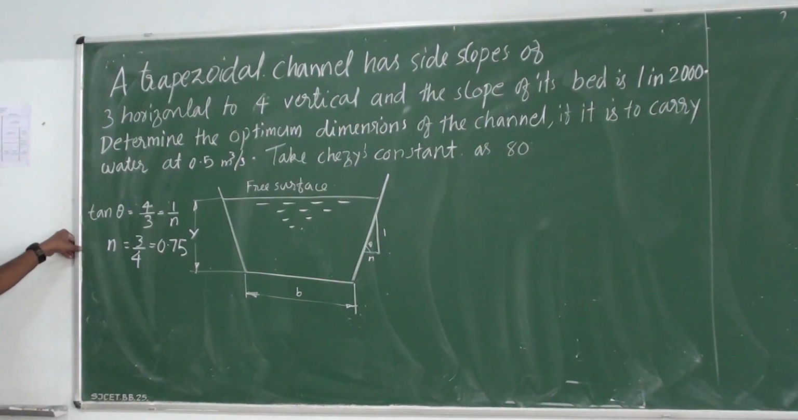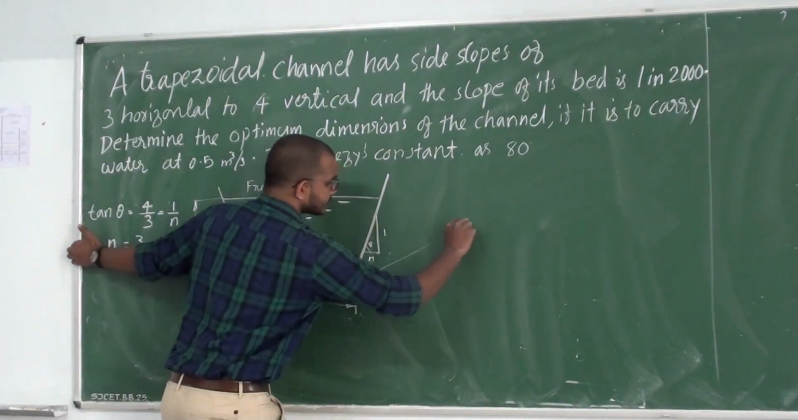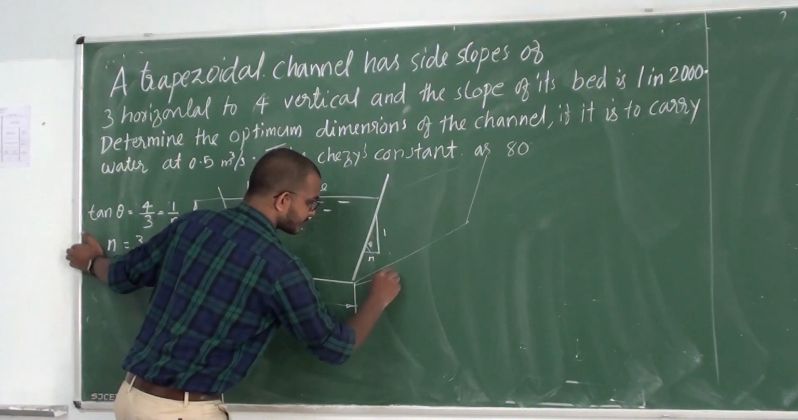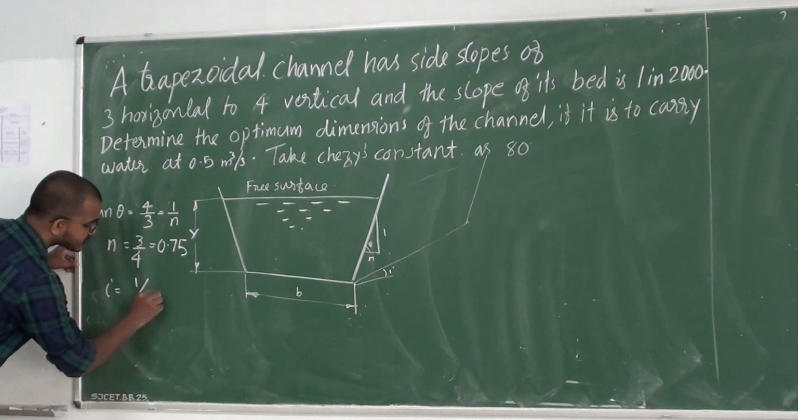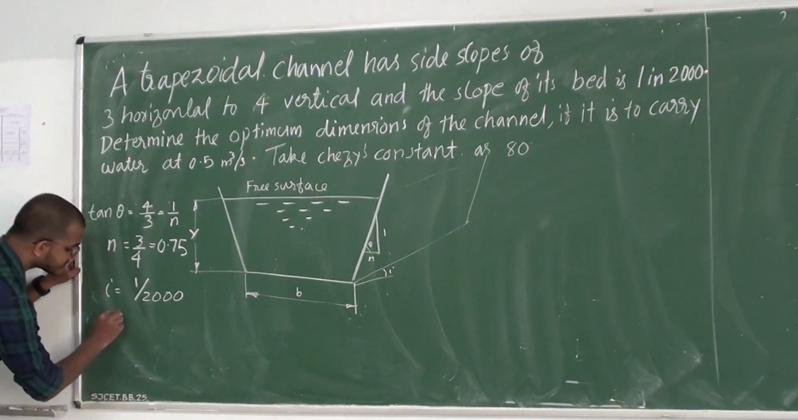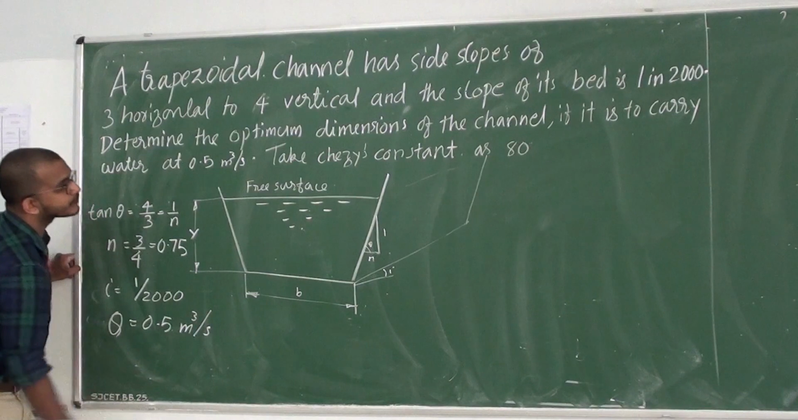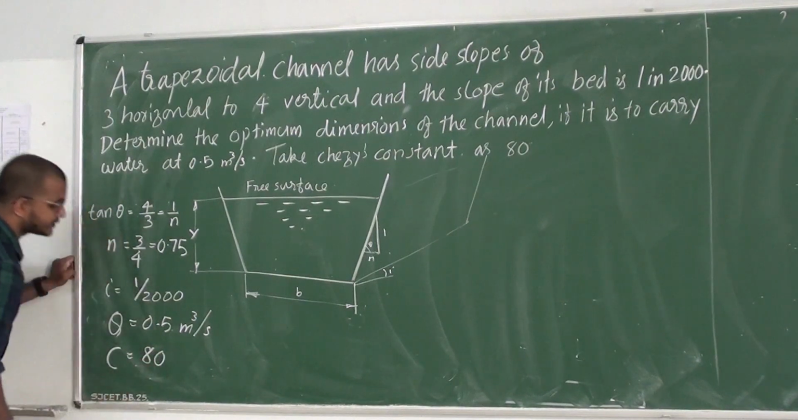And the slope of its bed is 1 in 2000. So, this is the channel bed, this is the channel. So, the slope of the channel bed I is equal to 1 by 2000. Determine the optimum dimensions of the channel if it is to carry water at 0.5 meter cube per second. So, that is discharge. Discharge Q is equal to 0.5 meter cube per second. Take Chezy's constant as 80. So, Chezy's constant C is equal to 80.